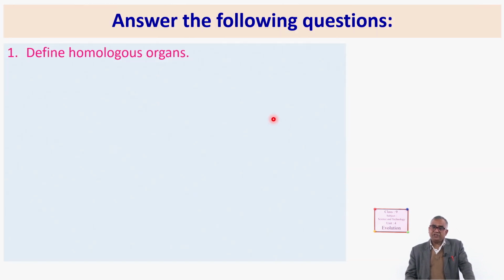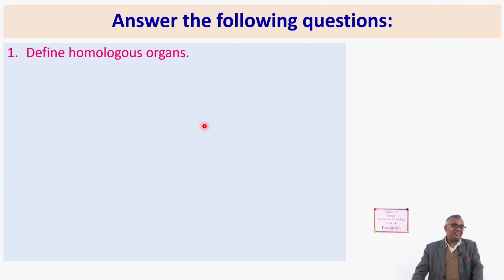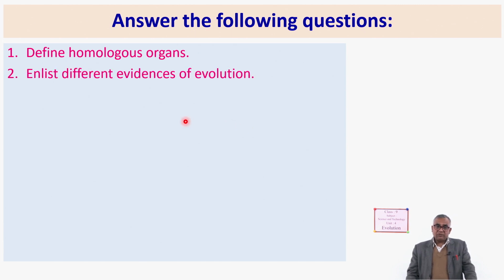Okay, now some questions to answer. Define homologous organs. Remember, homologous organs are those which have similar anatomy but dissimilar morphology due to their different functions. Enlist different evidences of evolution. So you have to enlist evidence from fossils, evidence from comparative morphology and anatomy, evidence from embryology, and evidence from connecting animals. Under morphology and anatomy there are 3 more: homologous organs, analogous organs and vestigial organs.